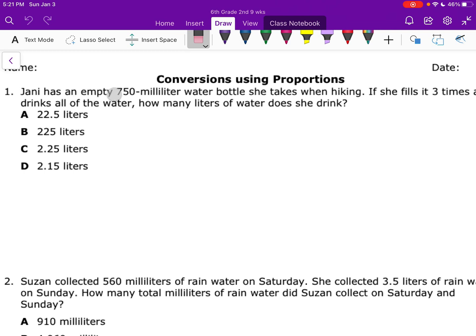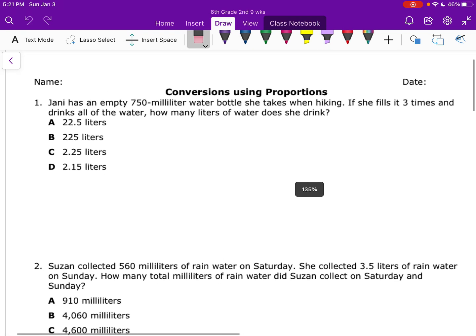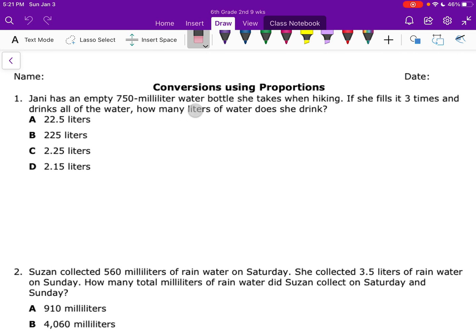It says Janie has an empty 750 milliliter water bottle she takes when hiking. If she fills it 3 times and drinks all the water, how many liters of water does she drink? Okay, so this is a multi-step question. One, hopefully you noticed that it says 750 milliliters, but then it says how many liters of water does she drink. So we're going to have to change the milliliters to liters. But it also says that she fills it 3 times and drinks all the water. Okay, so we have to do something with that as well.